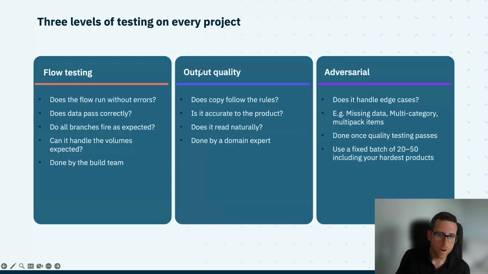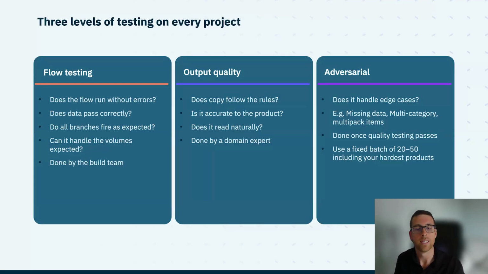Moving on to testing now, there are three different types of testing. So there's the flow test and more functional testing. That's, does the flow run end to end without errors and across the different branches that you might have within your flow? Is it passing data correctly between each action? Can it handle the volumes that I'm expecting? All of that type of testing would be handled by the build team.